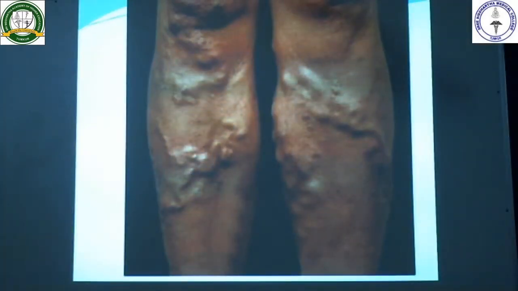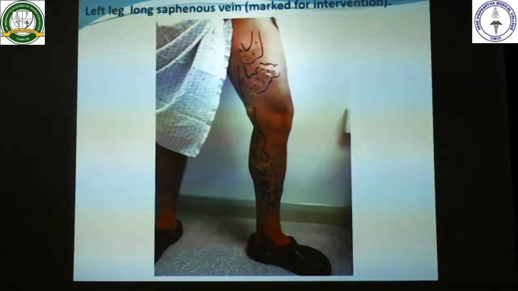So if you see this image, you can see dilated veins over the lower limb. Whenever you see in hospital or patients, immediately you come to know these are varicose veins. This is also an image showing varicose vein over the lower limb.